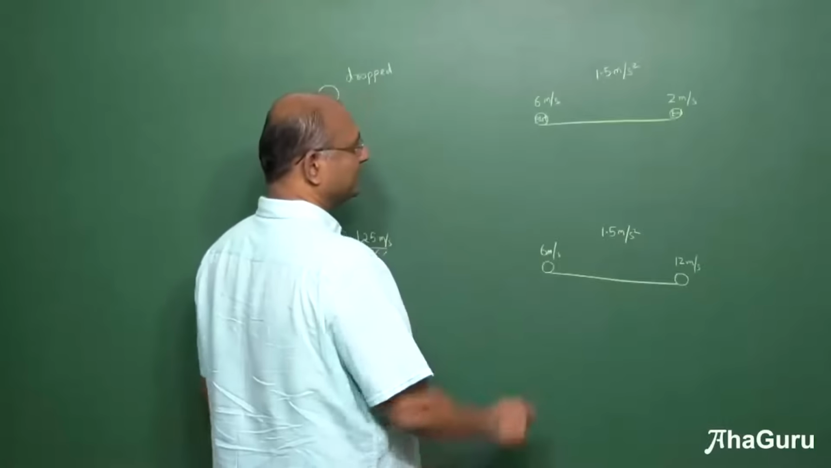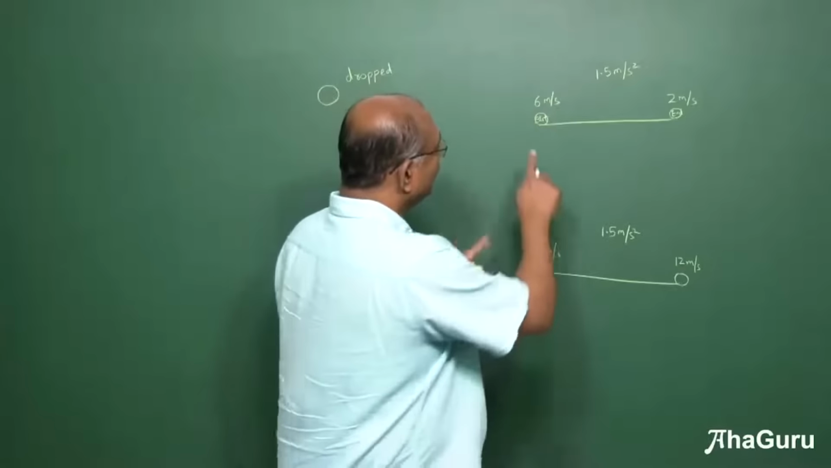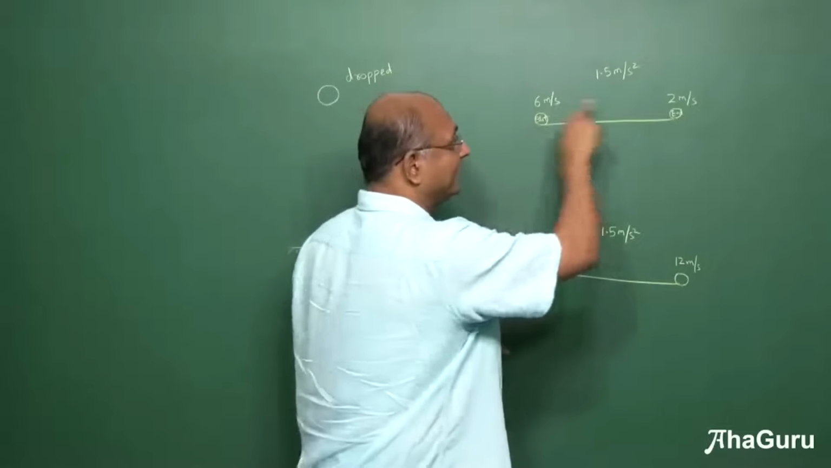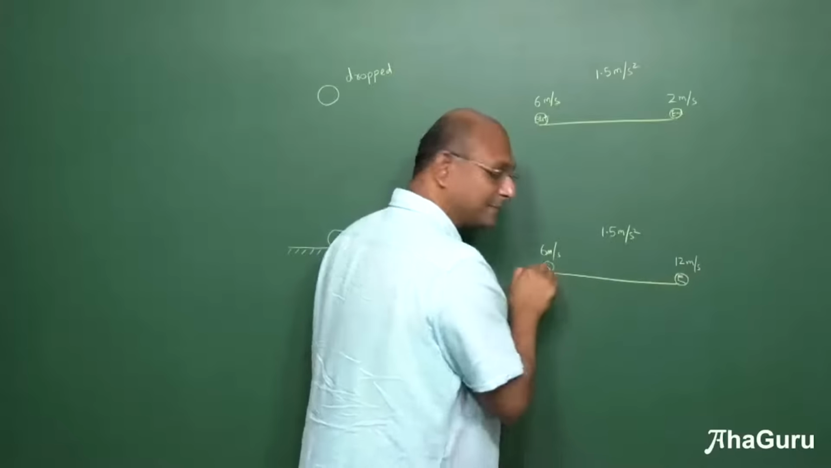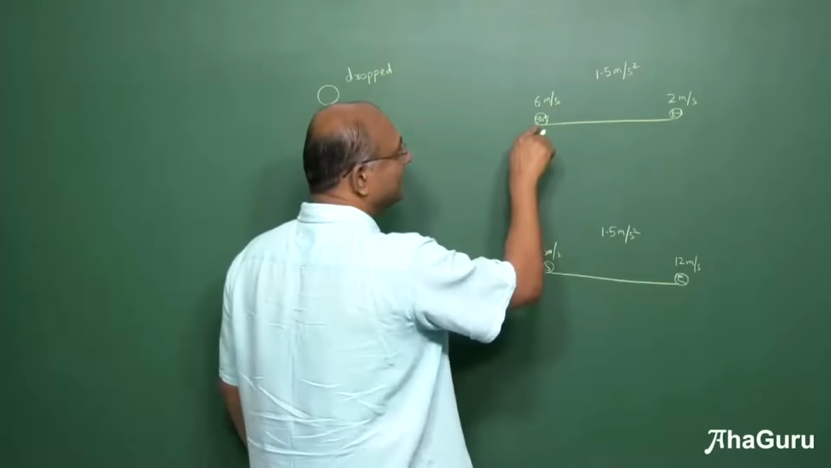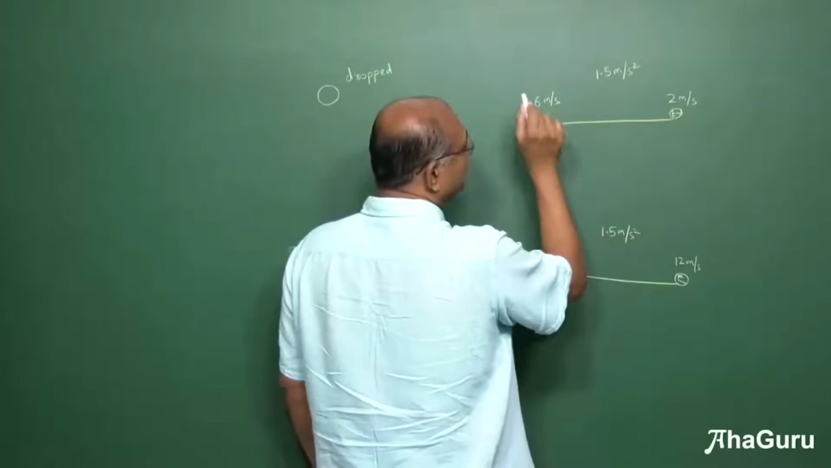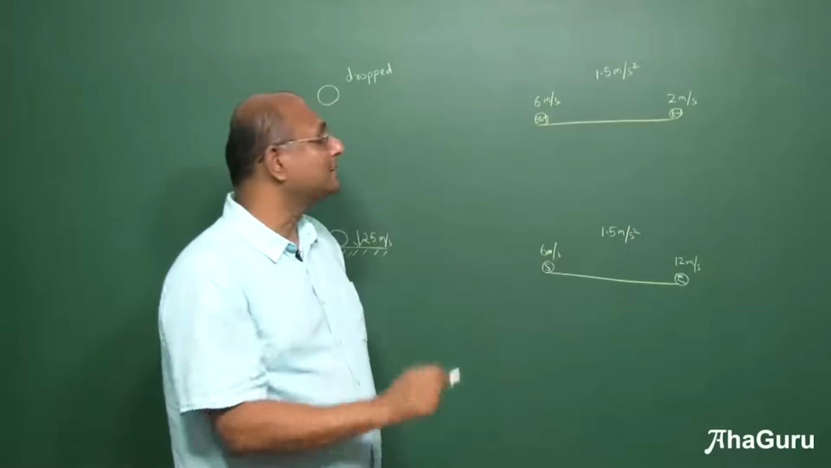So let us look at this question. In this question we have been told that this is the starting point and that is the ending point. It's given. So this I will call starting and that I will call ending. It's not displacement, just to say S is start. Start and end. Starting, the speed is 6 meters per second.